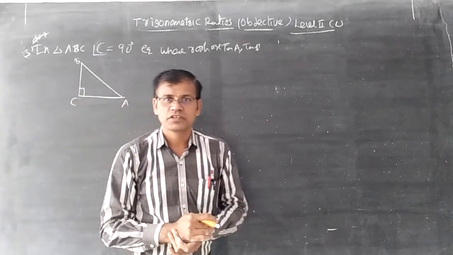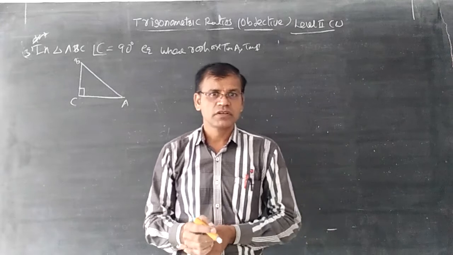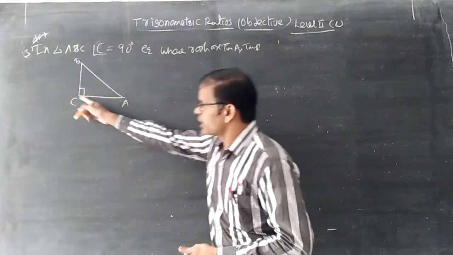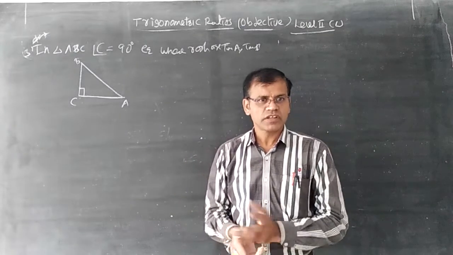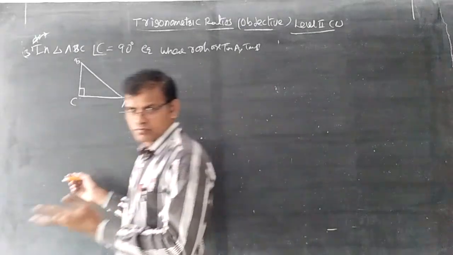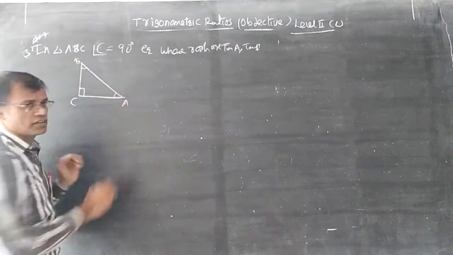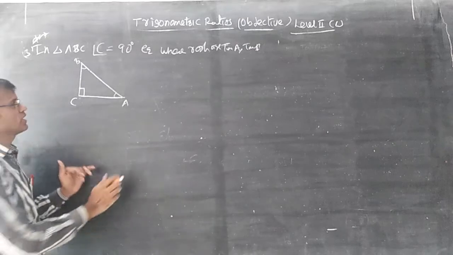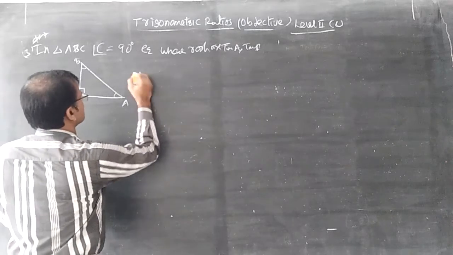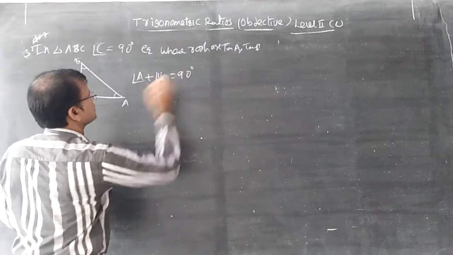We know that in any triangle, the sum of the angles equals how many degrees? 180 degrees. If an angle is 90 perfectly, then the sum of the other two angles becomes 90, because 180 minus 90 gives 90. You don't put 45, 45; simply I am discussing 90. So write like this: angle A plus angle B is equal to 90.